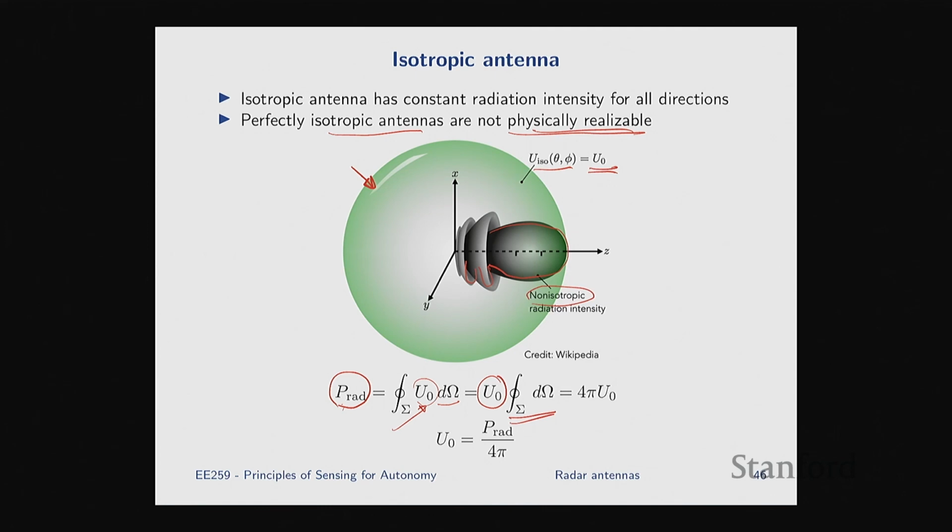And as we said, for any enclosed surface, the full solid angle is 4 pi, just like the full angle of a circle is 2 pi. So the total radiated power for an isotropic antenna becomes 4 pi times U0. Or, if you want, the amplitude of the radiation pattern is given by the total radiated power divided by 4 pi. I think this is a good place to stop.